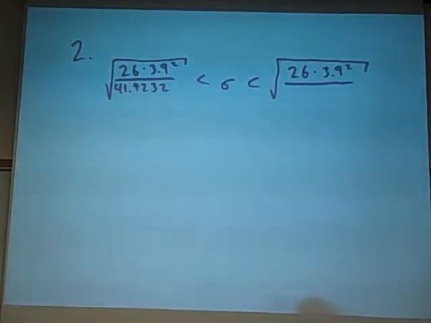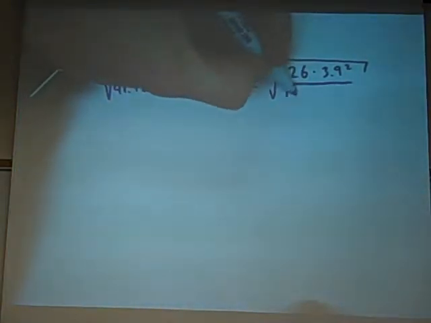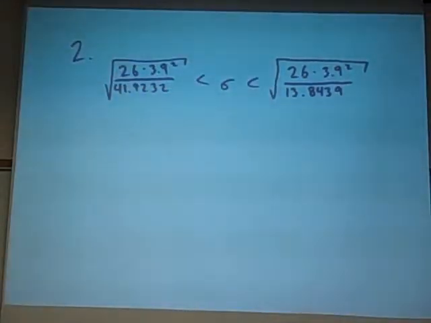And then the other one is what? 13.8439. Okay. Does everybody see where those came from? Okay. So then we just grab our calculator or something.